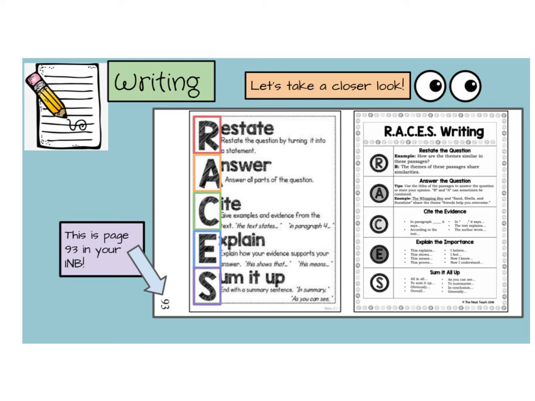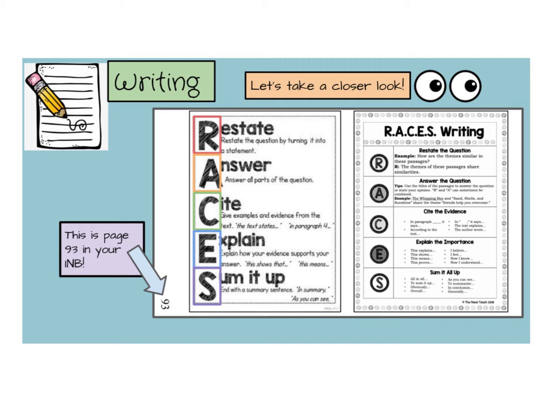What RACES stands for as we think about informative writing this week. The R in RACES represents restate the question by turning it into a statement. The A in RACES represents answer all parts of the question. The C in RACES represents giving examples. We call that citing examples and evidence from the text. So we use sentence starters like "the text states" or "in paragraph 4."